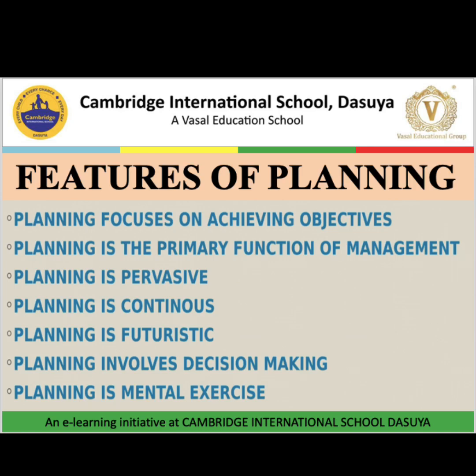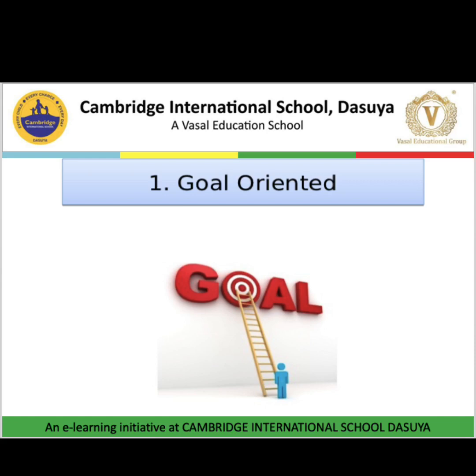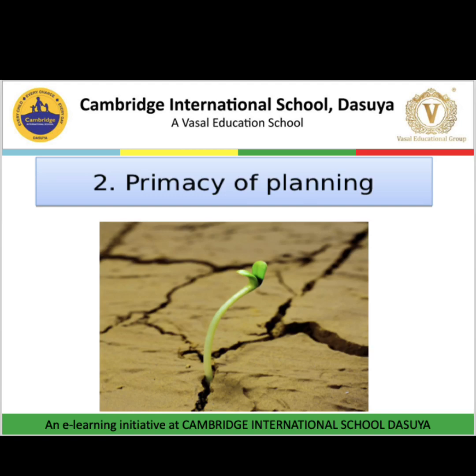Then we have studied about the features of planning. First feature of planning was goal oriented. It helps to achieve organizational goals. Second feature, primacy of planning. Planning is the primary function of every manager at all the levels. It means other functions of management come later. Planning first, then organizing, staffing, directing, controlling come.